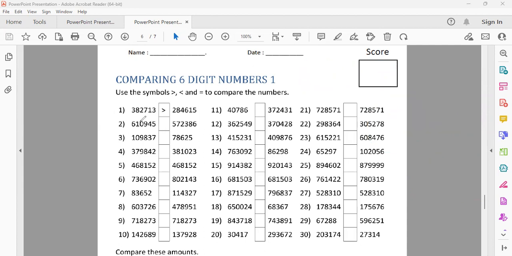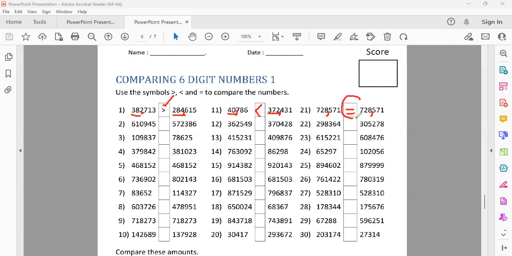Okay, so similarly now we can look at these numbers. Again, put a comma to help you read the number. So 382,000, 284,000. Of course, 300 is more than 200,000. So it's bigger. Put a comma. Put a comma. So this is only 40,000. This is 372,000. So this number is smaller. So the symbol goes this way. Now, put a comma. Put a comma. Read both numbers and they are the same. Now, if they are the same, then we use our equals symbol.